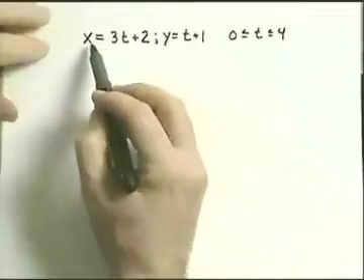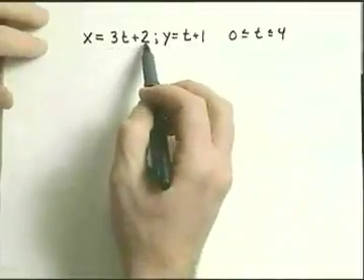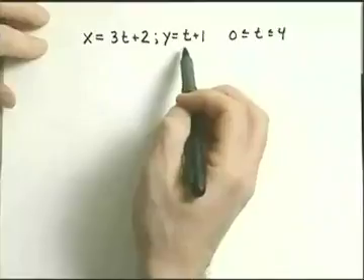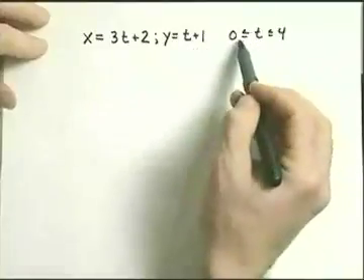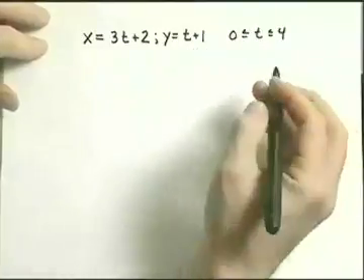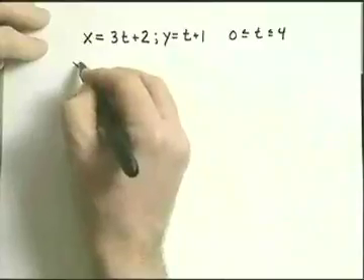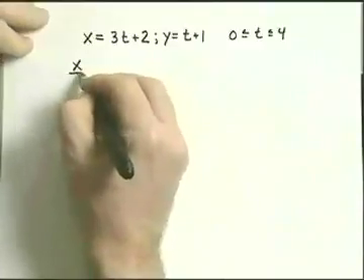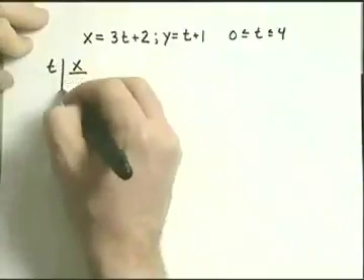Our goal here is to graph some parametric equations. For starters, we're going to graph x equals 3t plus 2, y equals t plus 1 for t between 0 and 4 inclusive. To graph these equations, what we're going to do is create a table of values.